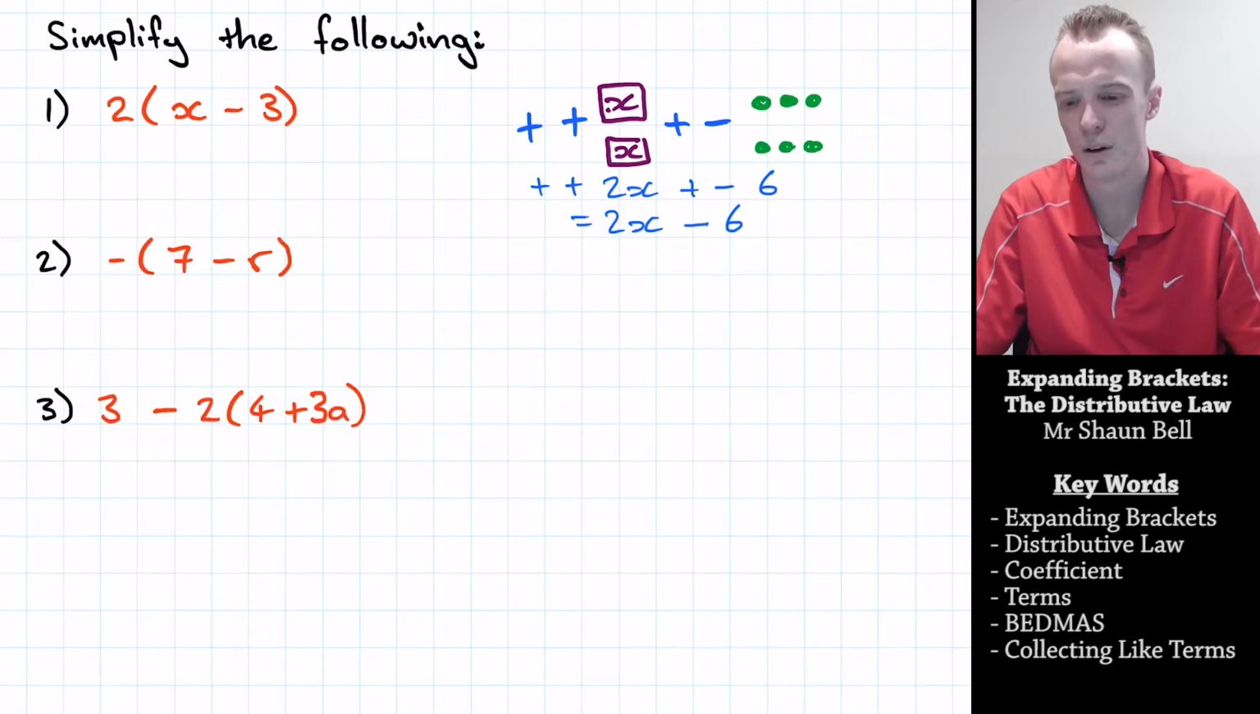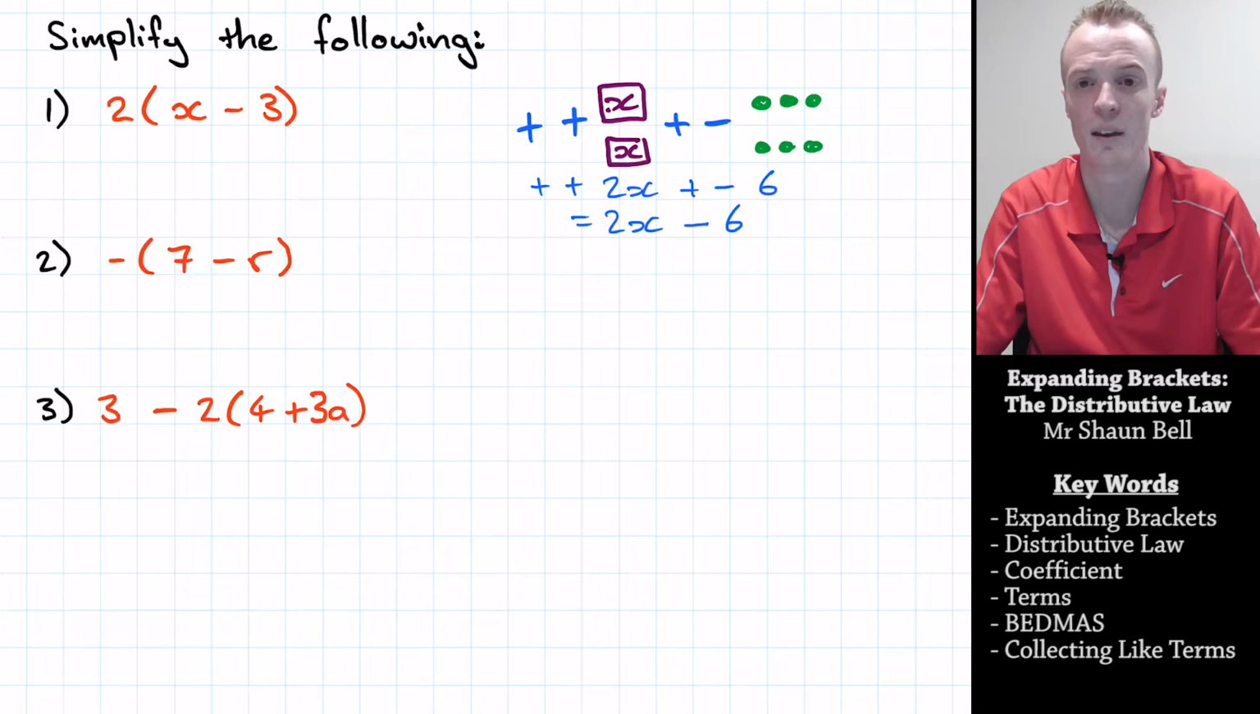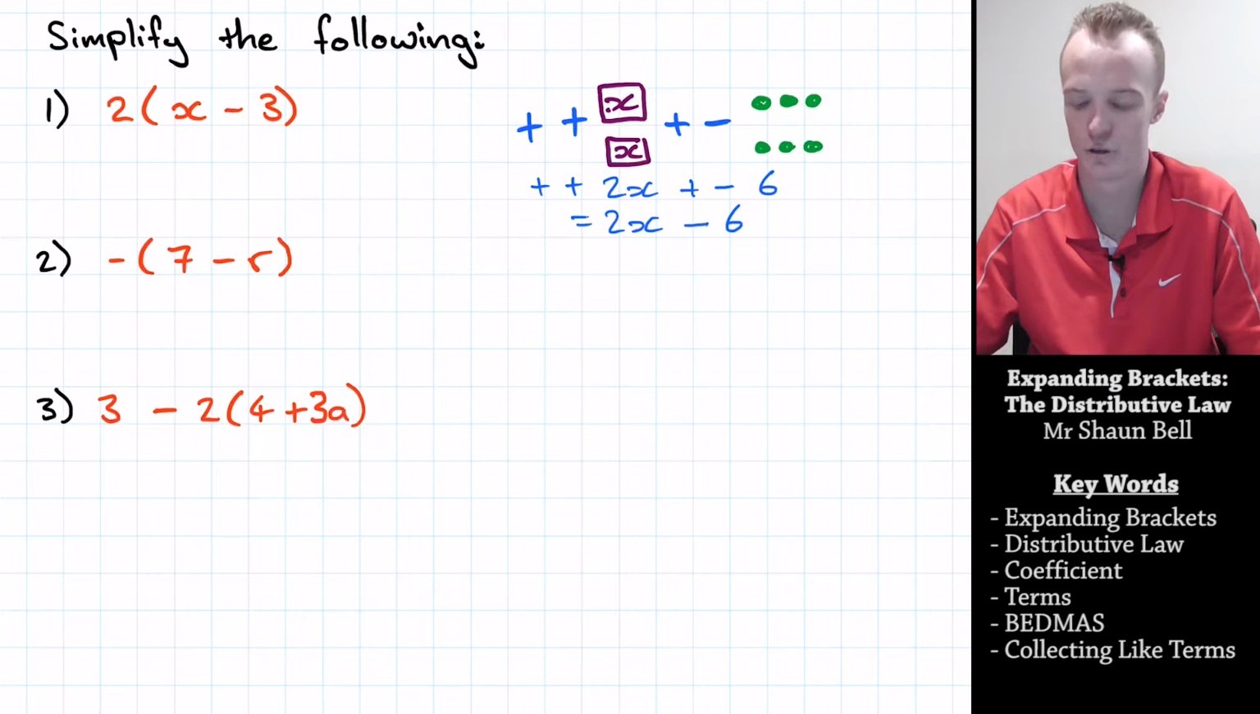And if you think through it, what this was saying is we've got 2 lots of these positive x's, which is going to be positive 2x, and we've got 2 lots of these negative 3's, which would make sense to be negative 6. But let's now have a look at the distributive law.